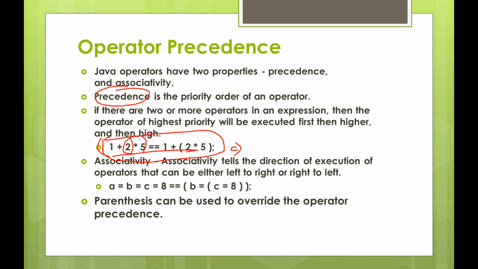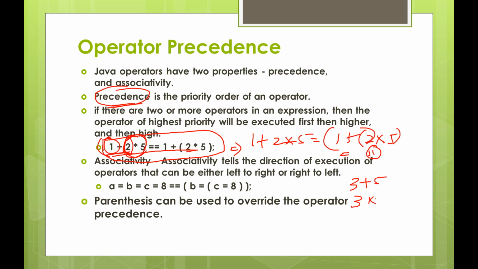So which operator has to execute first? That is your precedence. The value of this will be 1 plus 2 star 5, which is 1 plus 2 into 5. That is 11. It is not 3 into 5. Multiplication has higher precedence than addition.